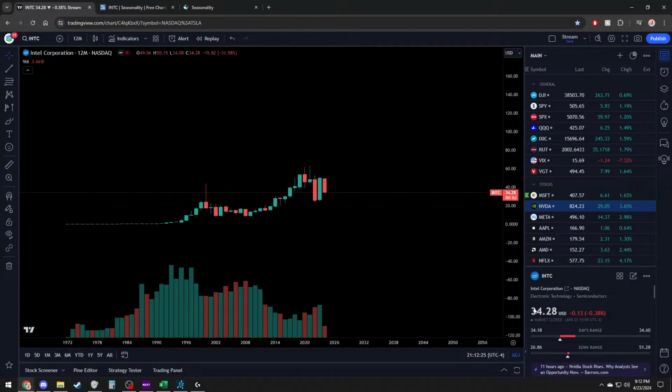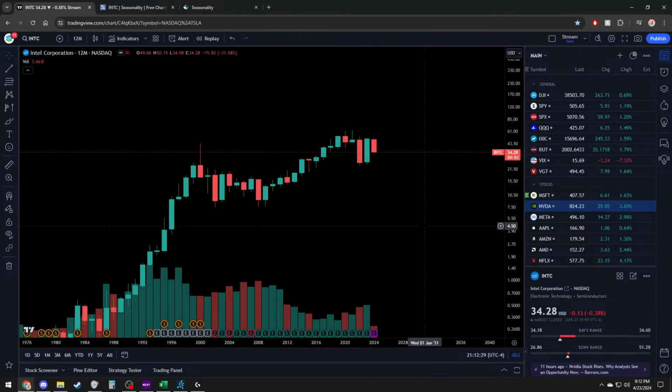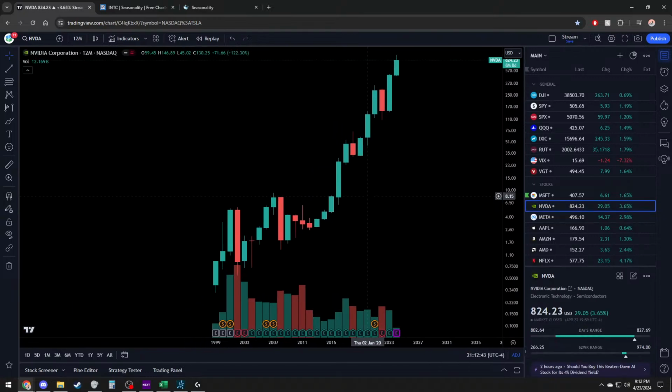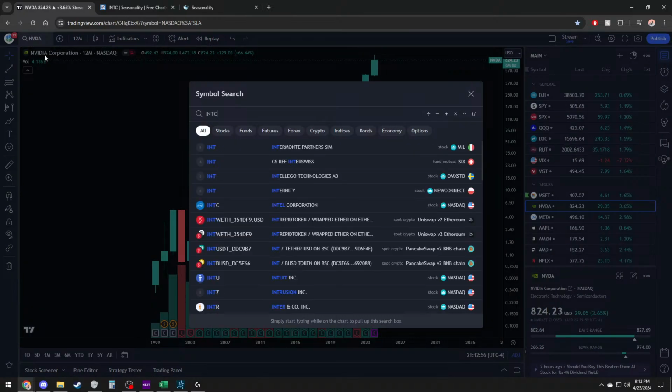I'll put it back to logarithmic. You could just look at Intel on a yearly chart. It got back up to all-time highs in 2018. And if you look at Nvidia, for example, after the 2008 crash, Nvidia was already blowing past its all-time highs by 2016. Yeah, I mentioned Intel does have earnings tomorrow.